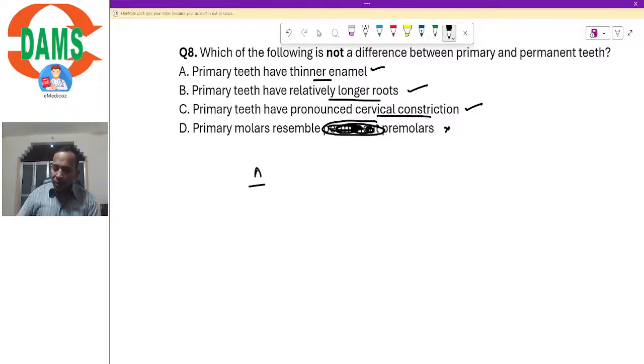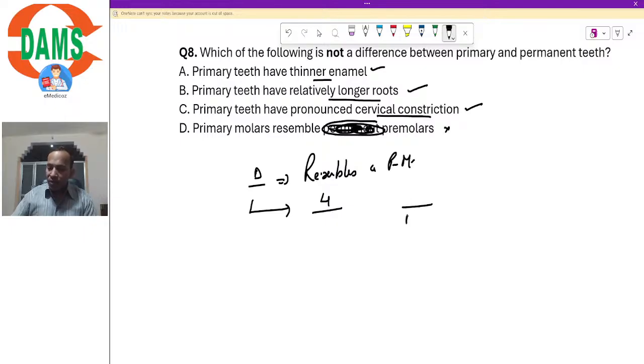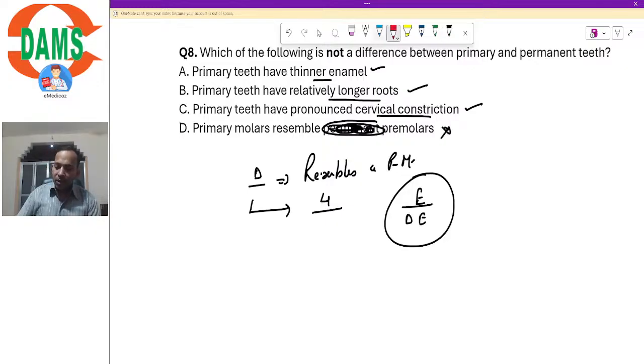Because apart from the maxillary first molar, none of the other primary molars resembles any premolar. So, upper D is the only tooth that resembles a premolar, right? So, upper D resembles the upper first premolar, but none of the other molars resembles any premolar. So, this statement is incorrect, right? And hence, this would be the answer.